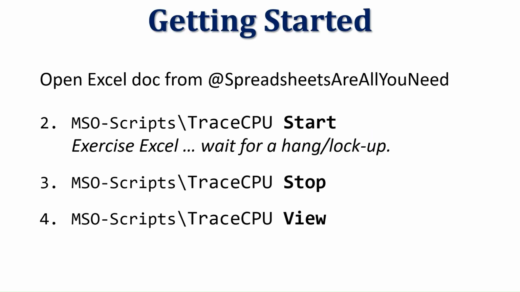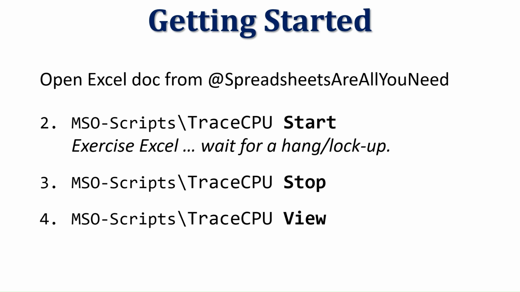Okay, let's do a demonstration. There's a fascinating YouTube channel called Spreadsheets Are All You Need, and they've implemented an early AI system called GPT-2 in an Excel spreadsheet. Unfortunately, from time to time, they'd experience a hang or a lockup and have to wait patiently until it passed. With MSO-Scripts, we can quickly capture a CPU trace of that very scenario, and with any luck, get an idea of what feature we need to disable to stop the hangs or lockups.